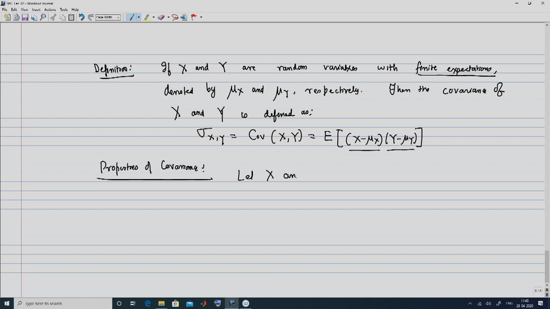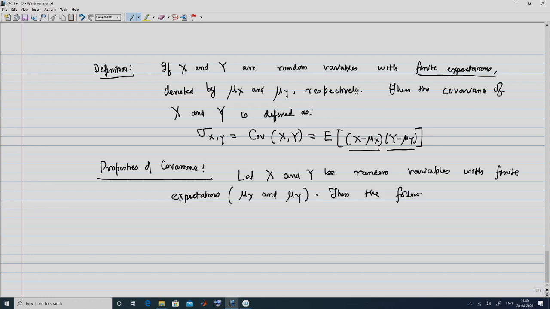Let x and y be random variables with finite expectations as before, and naturally we'll denote them by mu x and mu y. Then the following properties hold. The first is the definition of covariance of x and y in terms of this expectation, and we will give an alternative way of representing this. This expression will turn out to be equal to E of xy minus E of x times E of y.